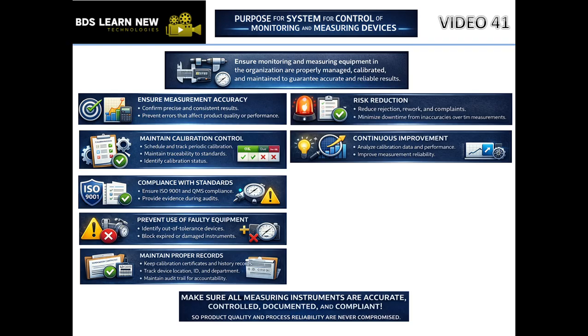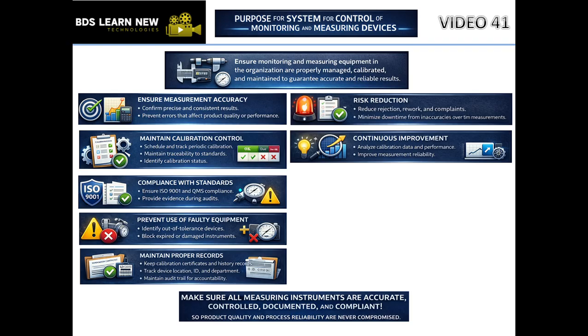First of all, ensure measurement accuracy. Confirm precise and consistent results. Prevent errors that affect product quality or performance. Then maintain calibration control, like we are getting the okay, due or not okay equipments in our organization. So this is to maintain calibration control. Then schedule and track periodic calibration, maintain traceability to standards, identify calibration status.